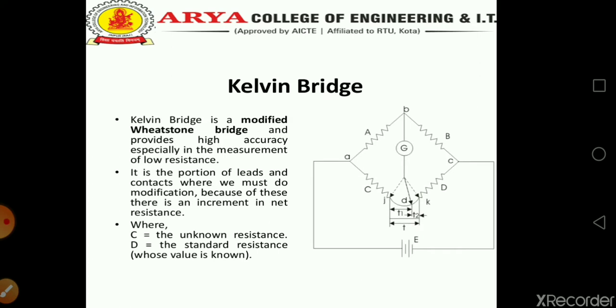And next, and the last method, is Kelvin's bridge. Kelvin bridge is a modified Wheatstone bridge and provides high accuracy, especially in the measurement of low resistance. It is a portion of lead and connects where we must do modification. Because of this, there is an increment in net resistance, where C equals the unknown resistance in the diagram, and D equals the standard resistance whose value is known, and A, B, C, D are the resistances, and these are small resistances as shown in the figure.